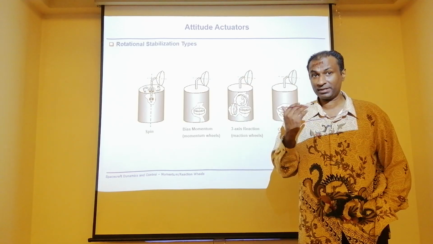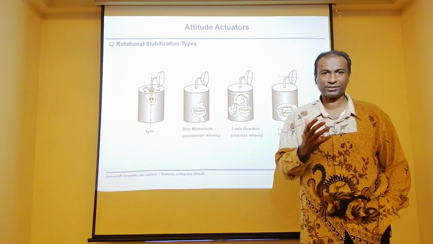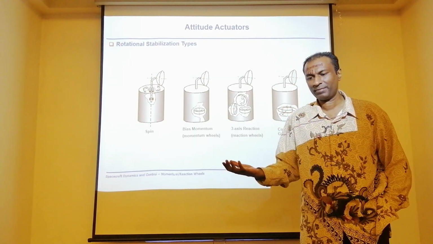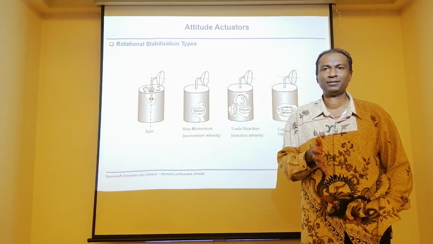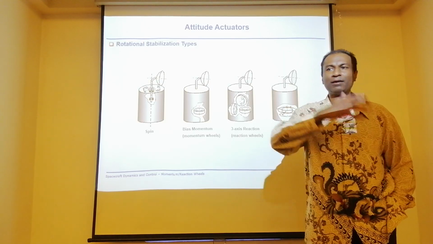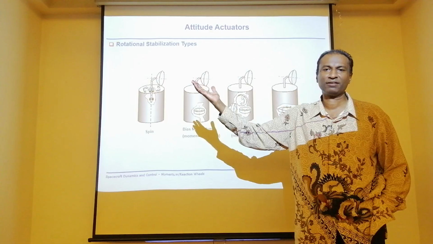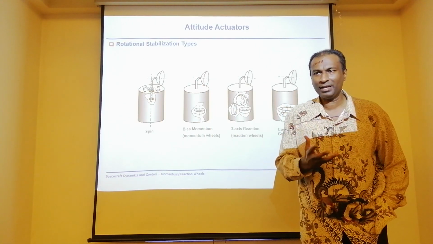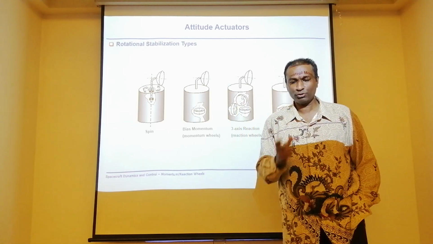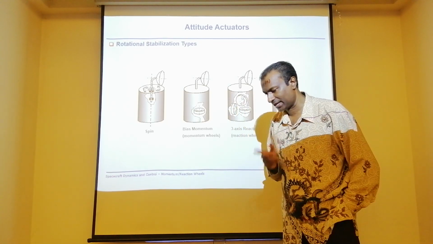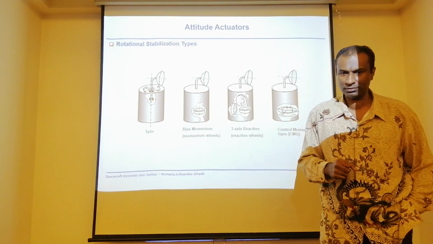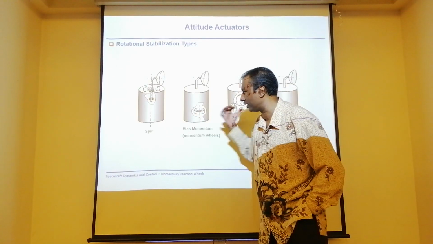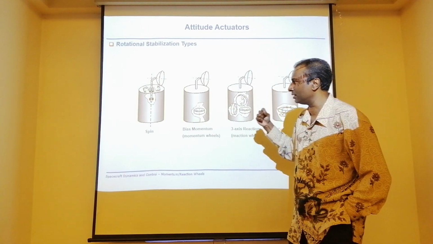If you remember clearly, the magnetorquer doesn't rotate. When we turn on the magnetorquer, it becomes an electromagnet, and this electromagnet interacts with the magnetic field of planet Earth. Then we produce torque, so there is no rotation at all. But when you talk about the rotational stabilization type, you must have wheels. Wheels can come in different forms.